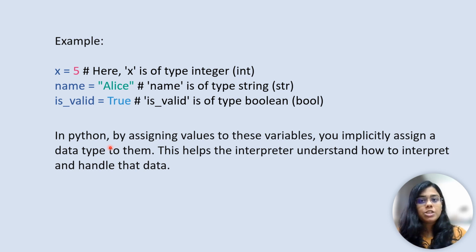We see that x is equals to 5. It is automatically defined that x is an integer variable. If you say x is equals to 5.0, it is automatically defined that it is a float value. We will go one by one into all the different types of data types that we have. For now, let us understand that in Python, you need not define the data type of a variable. It is automatically defined when you assign a value to it.